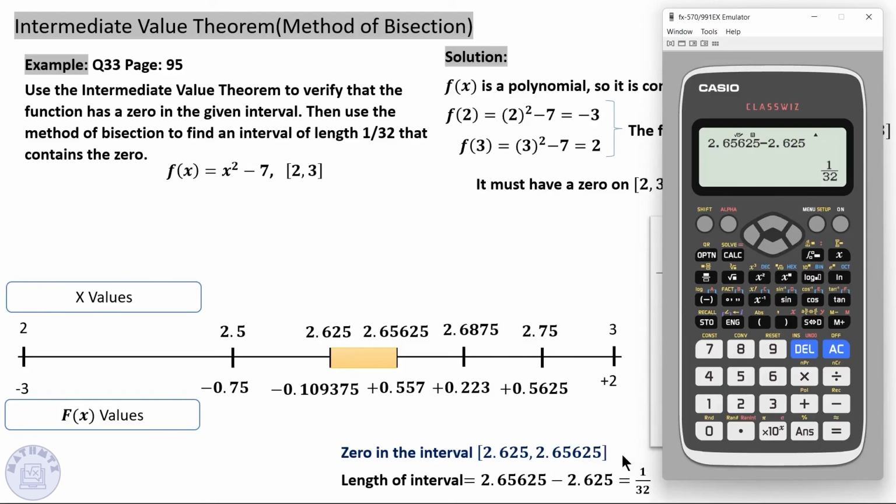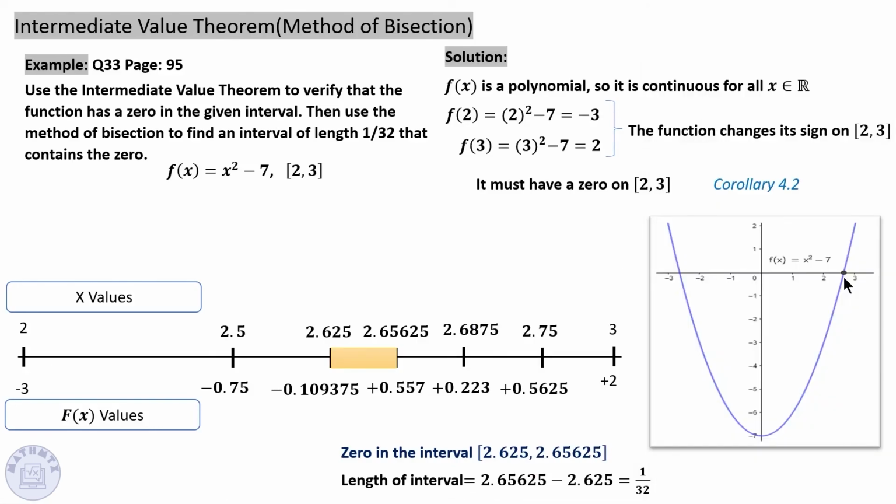The reason we stopped at this interval is because of the condition in the question. They ask us to do it to this accuracy, so the length of the interval must be 1 over 32. That's it. So now I know that the point of intersection is in between these two values of x. So this question was an application of using the intermediate value theorem and the method of bisection to approximate the solution for a function.